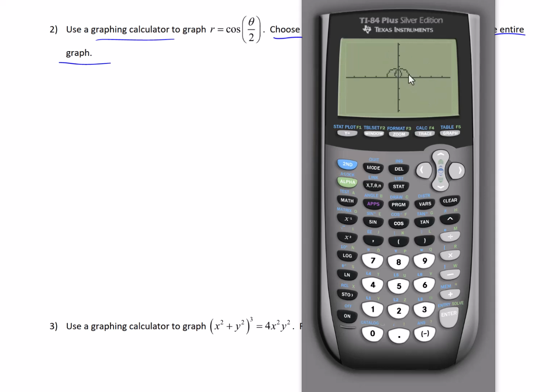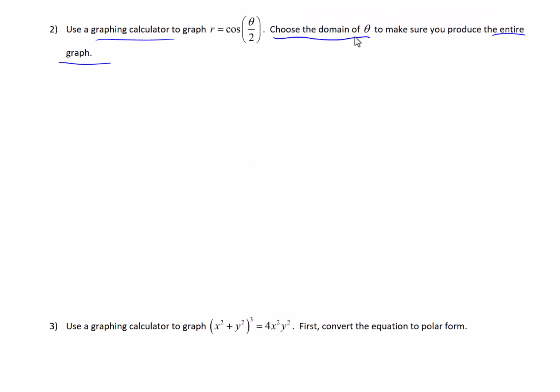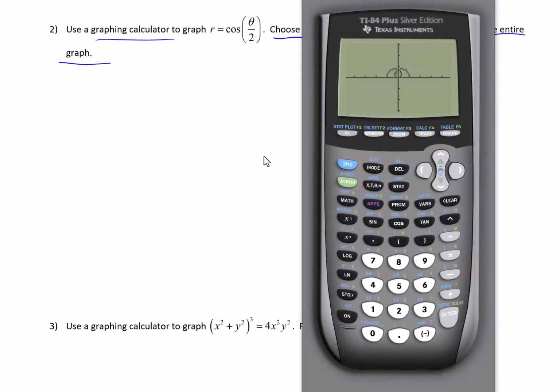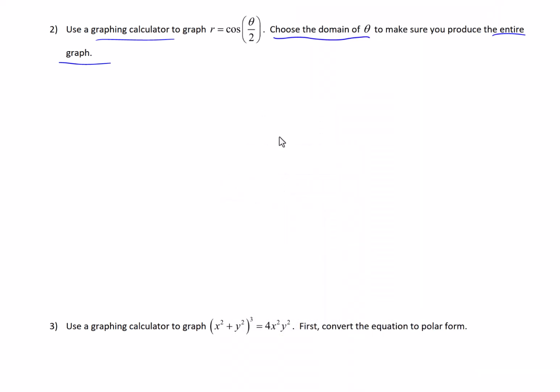That's getting into what this question is asking, which is choose the domain of theta to make sure you produce the entire graph. So the question is, have we done that? Is this the entire graph? Well, we may not be sure of it at this point. We're going to do a little bit of algebra to verify or be more sure whether we've produced the entire graph. Let's do that next in our space provided.